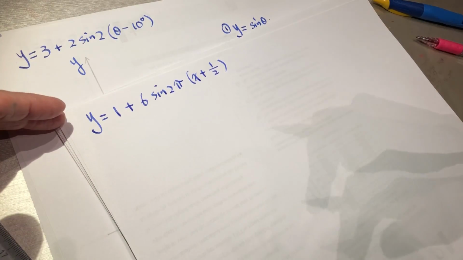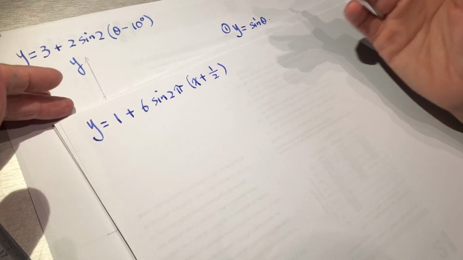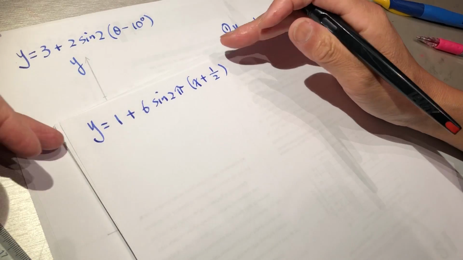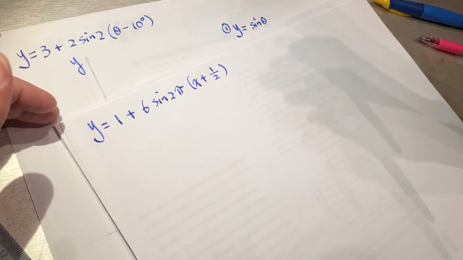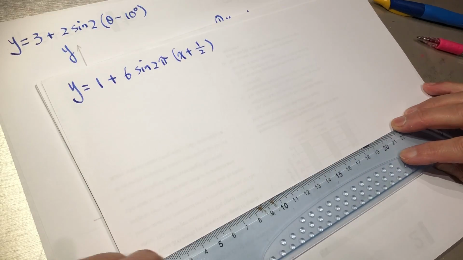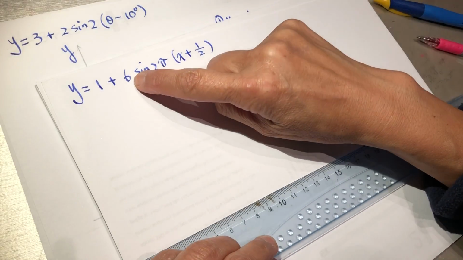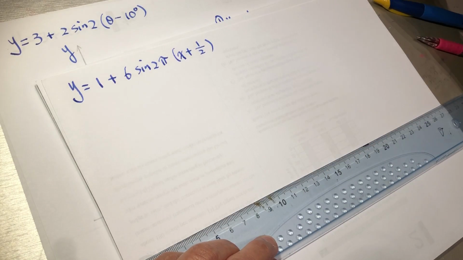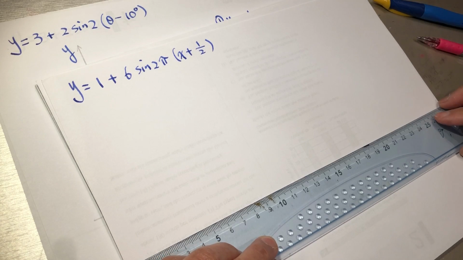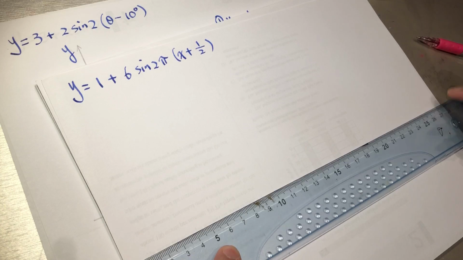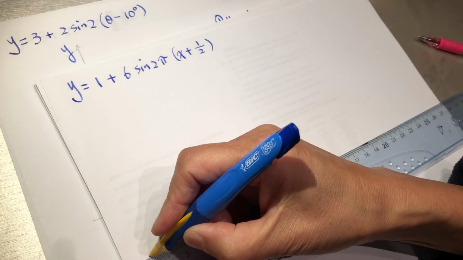It is a transformation of the basic trigonometric function of a sine graph. So we start by putting our original. We see here is a 6, here is a 1, something between 1 and 7. The highest point must be 7, not more than 7. So we leave enough room to do that, right?